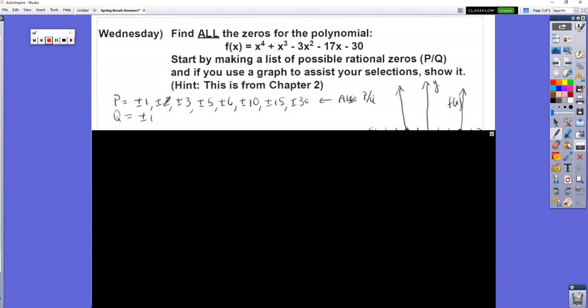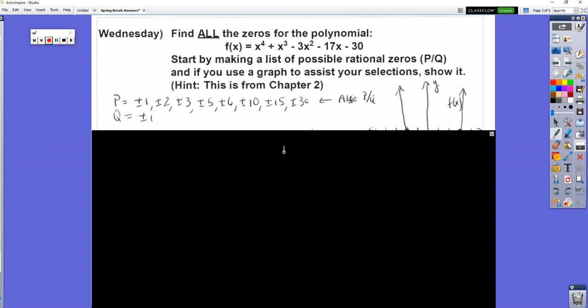So normally what you would do is take all your p's and divide them by all your q's, but since my q's are just plus and minus 1, these numbers would not change. So the numbers listed as the factors of p are also your p's divided by your q's. So I'm not even going to make another list.